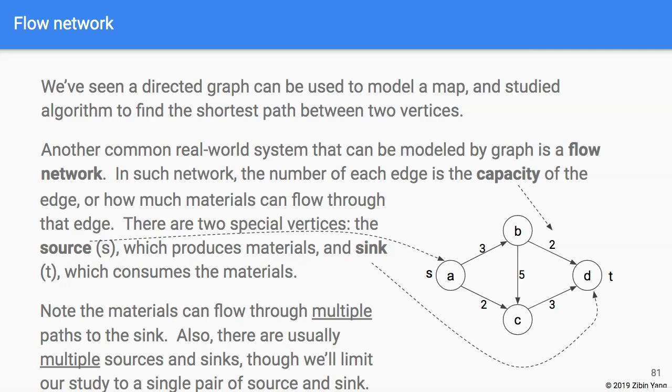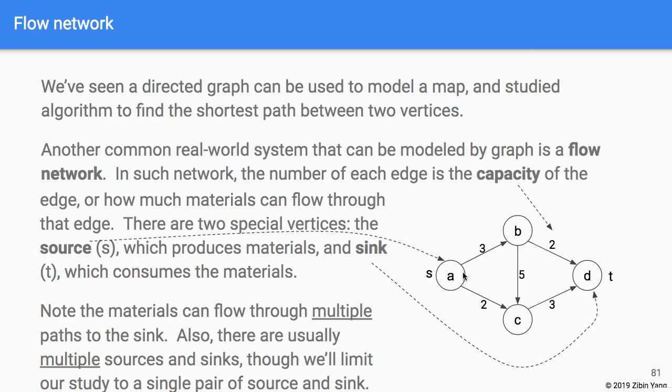Now, as we mentioned previously, a graph can represent many other things, right? One of those things is what's called a flow network. In a flow network, it's just a graph, but the number on each edge, instead of representing the distance between two vertices, represents what's called a capacity. The capacity is how much material can flow through that edge.